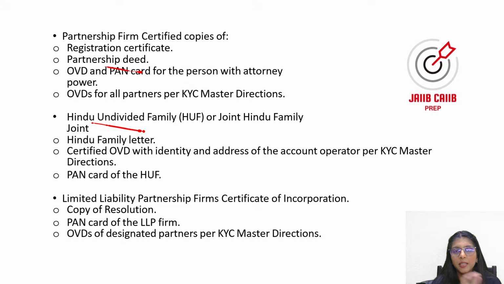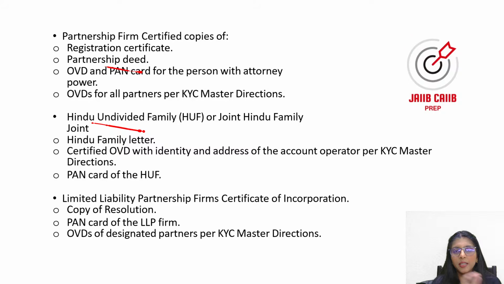Joint account of two or more illiterates. Read this out. Two or more illiterate persons can open a joint account under the following terms and conditions. These are the terms and conditions under which two or more illiterate persons can open a savings bank account.